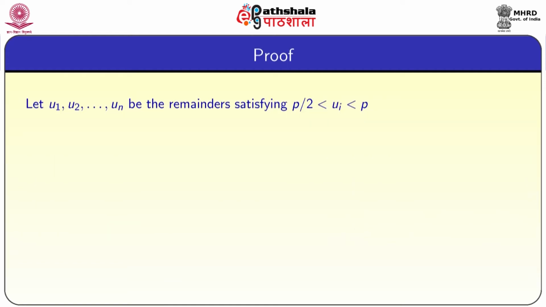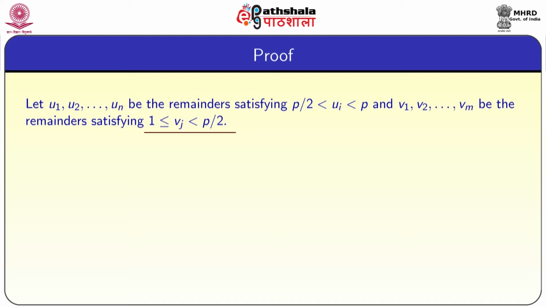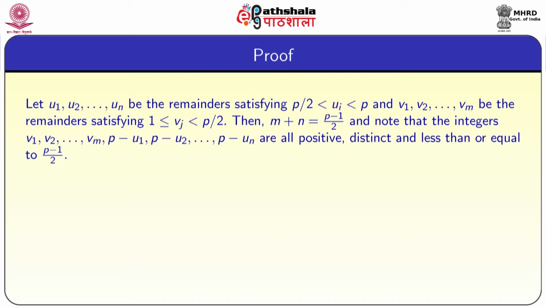So, the proof goes like this. Let u1, u2, and so on up to un be the remainders satisfying p/2 < ui < p. These are the numbers which we got by dividing elements in S by p, these are the remainders. And let v1, v2, and so on up to vm be the remainders satisfying 1 ≤ vj < p/2. Then it is easy to see that m + n = (p-1)/2.